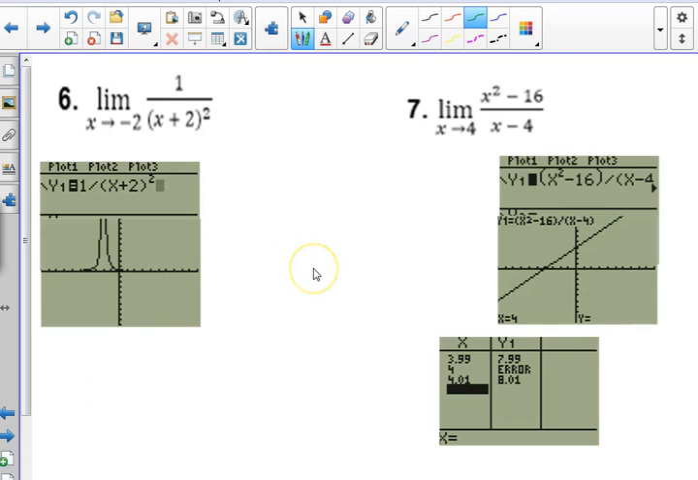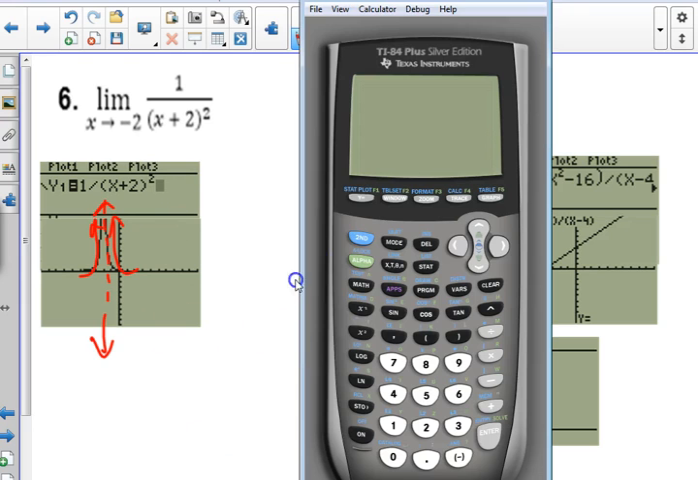All right, guys, number 6. On either side of -2, this graph is doing what? Yeah, it's going up, yes? Do you want to do it with the table? If you typed in 1 divided by parenthesis x plus 2 parentheses squared, and you went to your table, what are some values just below -2?